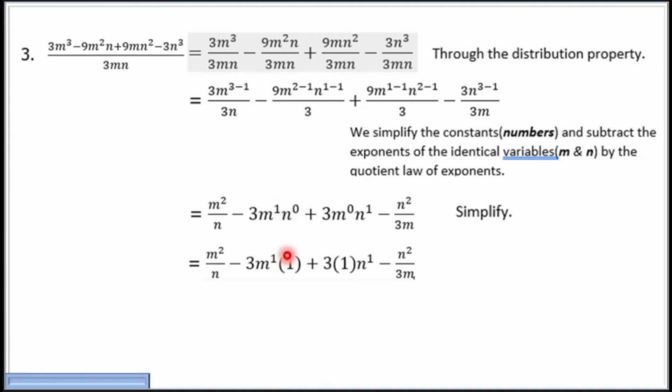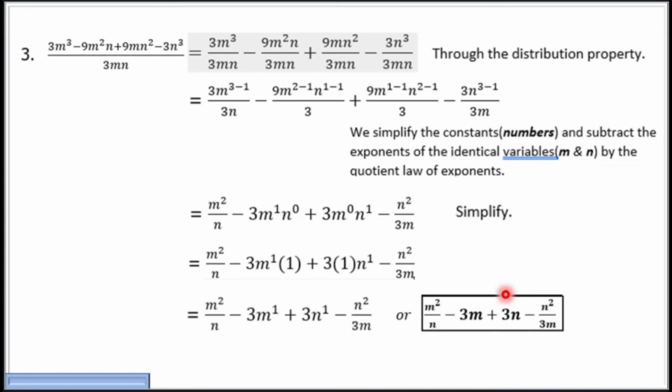Okay, nanamasad zon. So 1 plus 3 times 1. Nganong mang 1? So the same lagi po nira. So 1 n raised to 1 minus n squared over 3m. So kung nilabot ni siyang naitom na gamay, i-delete na ijahang subscript. Okay, proceed. Simplify man na to. The answer is m squared over n minus 3m raised to 1.